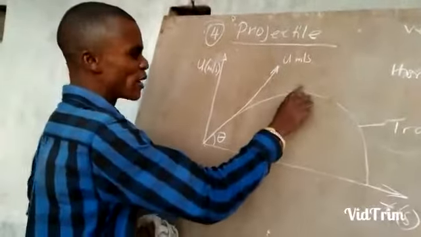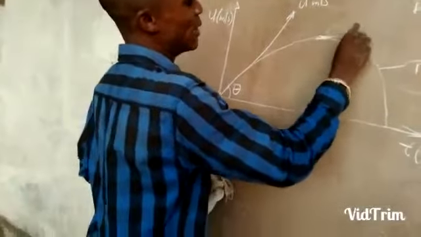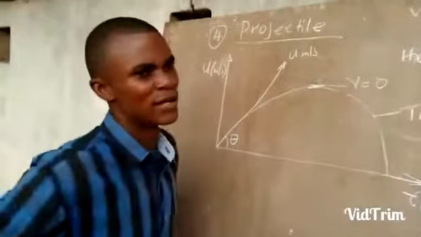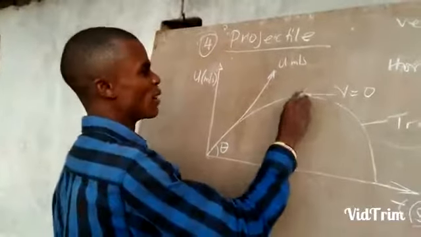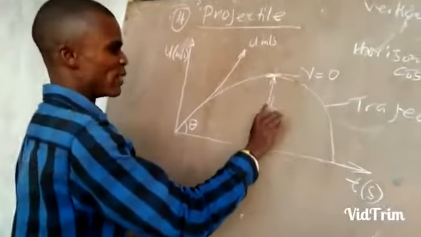Again, if you look at the top of the curve here, that is the highest point. At the highest point reached by the object, the final velocity is equal to 0. That particular point is what we call the maximum height from the ground. From here to here is the maximum height, h max.